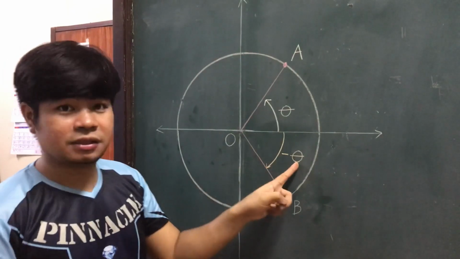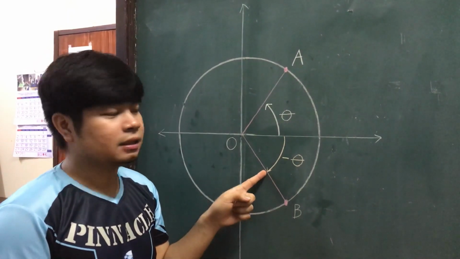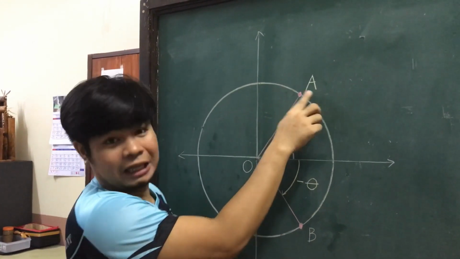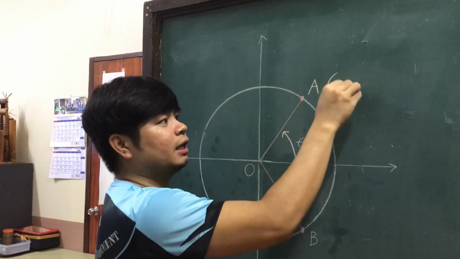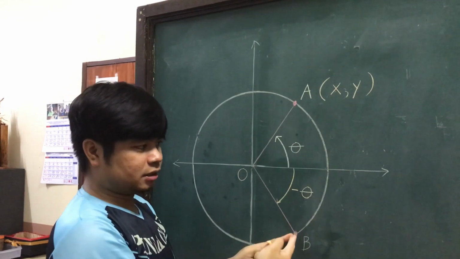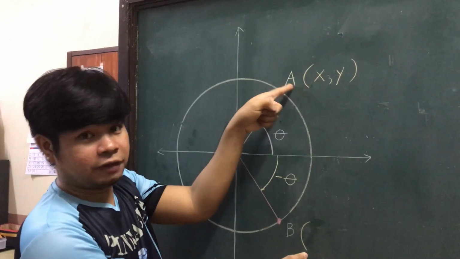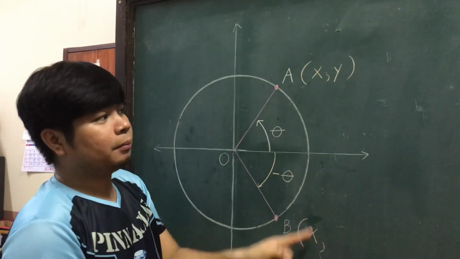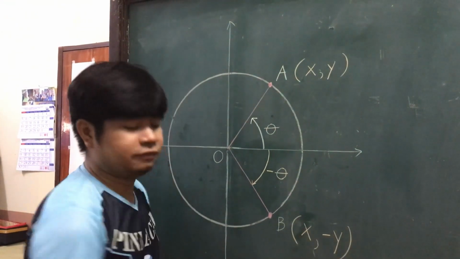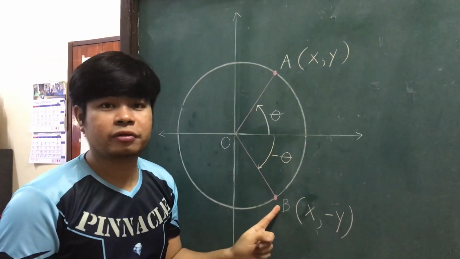So theta and negative theta are the same in measure. However, you have a negative sign indicating that this one is rotating clockwise. These two terminal sides are reflections of each other. So if this terminal point A has coordinates x, y, then since A and B are reflections, this B will also have the same x coordinate as A, and that is x. The y coordinate of A, which is y, will become negative y. The reason is because this point B is already found on the fourth quadrant.